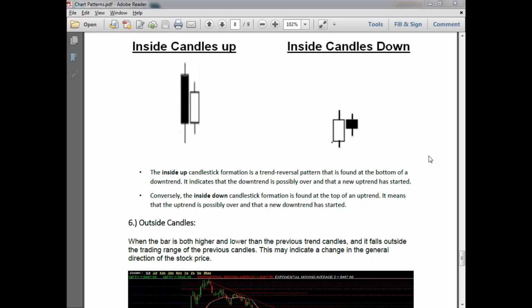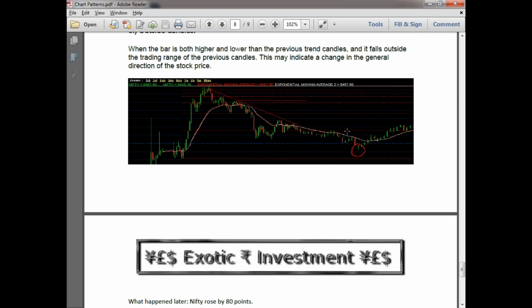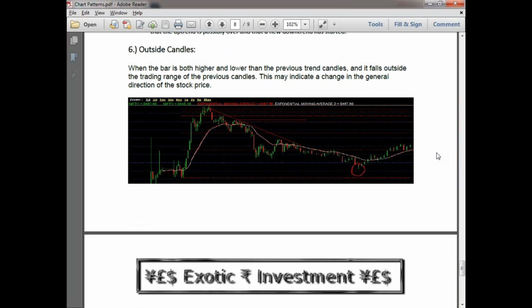Outside candle, this happened on the 16th of last month, and I was making a note of all my trades, and this was somewhere around 10:40 or so. I was going for the breakfast.